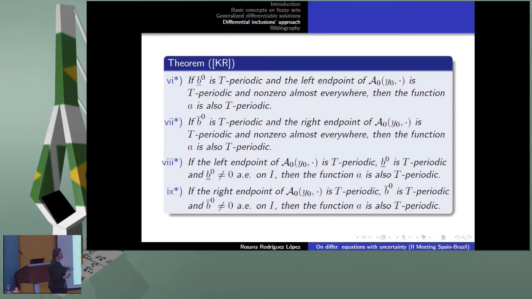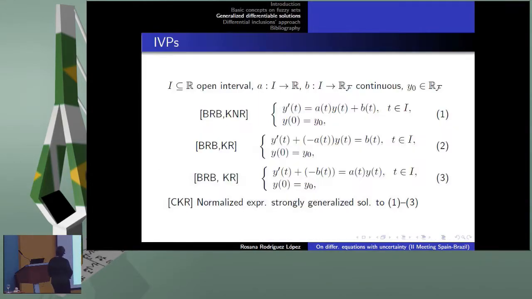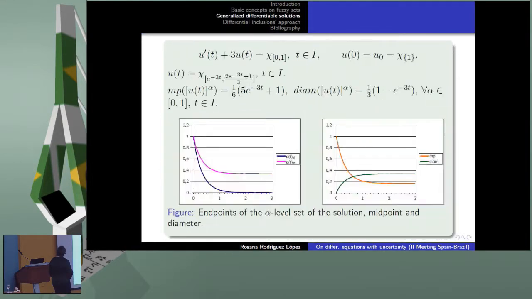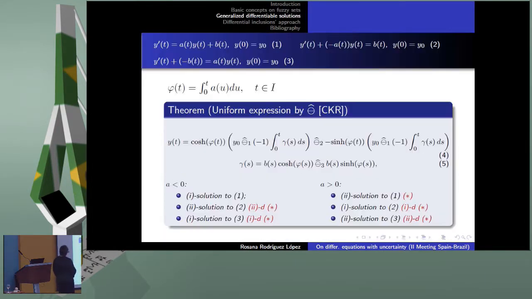In linear problems, it's very simple to explain. What we have recently found is that, do you remember at the beginning we put here some problems which are equivalent in the classical case? These three problems under generalized differentiability have solutions that differ a lot, with very different properties.